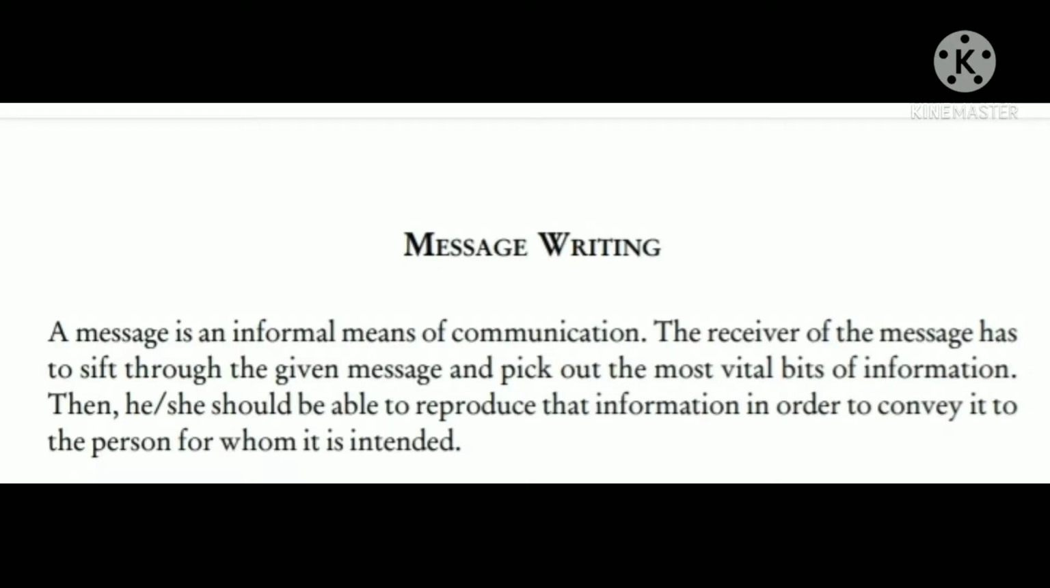Let us know about message writing today. A message is an informal means of communication. The receiver of the message has to sift through the given message and pick out the most vital bits of information. Then he or she should be able to reproduce that information in order to convey it to the person for whom it is intended.